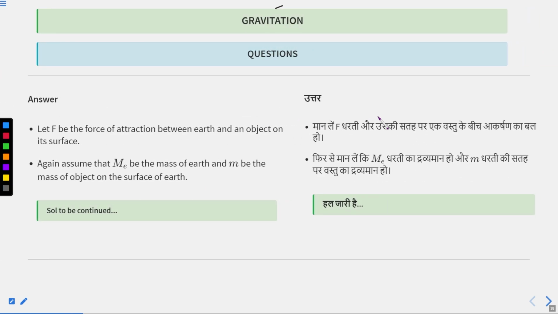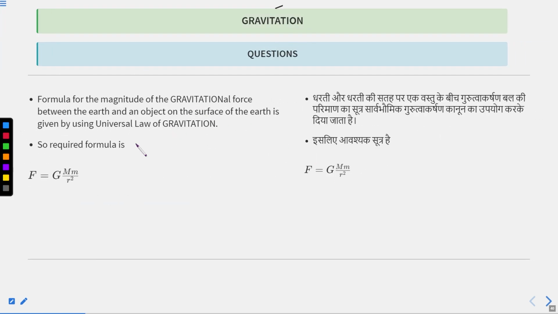Let F be the force of attraction between Earth and an object on its surface. Assume that ME is the mass of Earth, and small m is the mass of the object. This will be the formula for the force between Earth and that object on the surface of the Earth. Is it clear, class? I hope this question is clear to all of you.